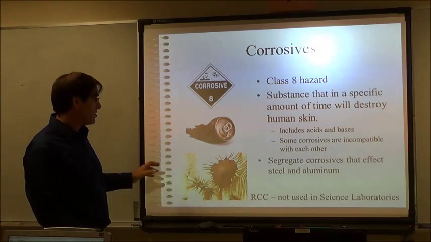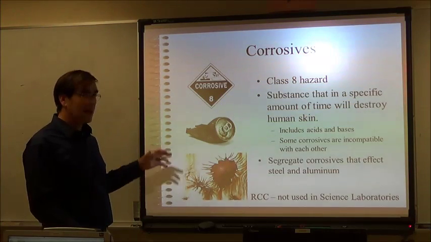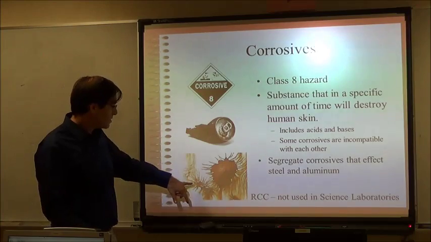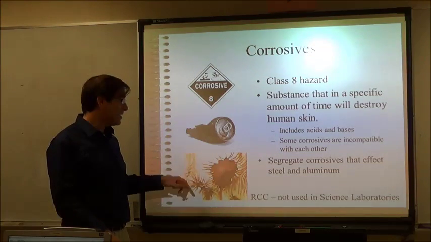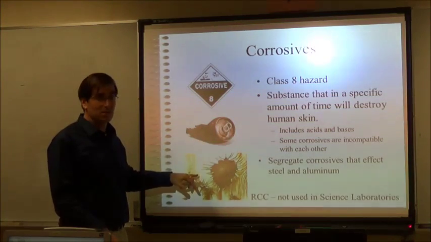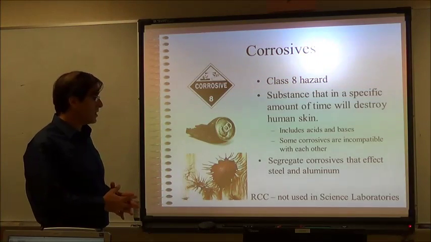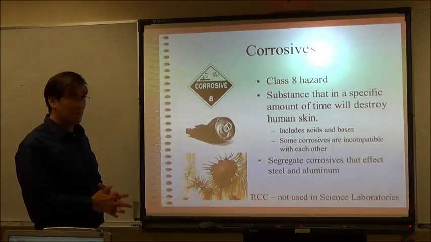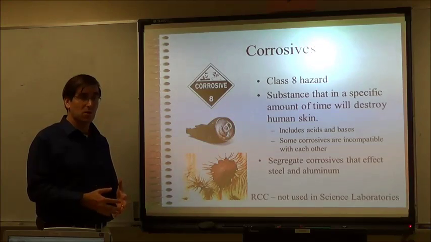Another concern is that corrosives can affect steel and aluminum. These are examples of metal corrosion, but keep in mind, they could do the exact same thing to human skin. One of the reasons I point out steel and aluminum is that we want to be careful of what kind of things we store corrosives in.